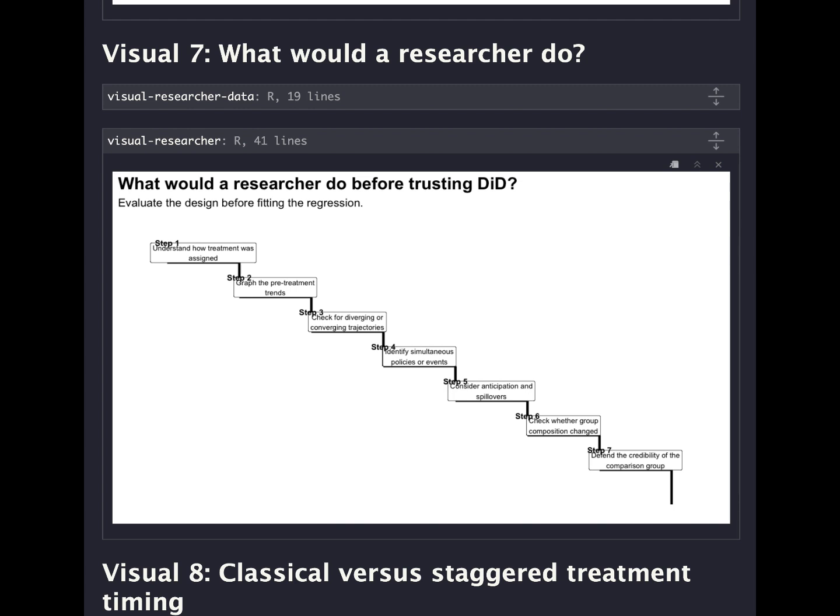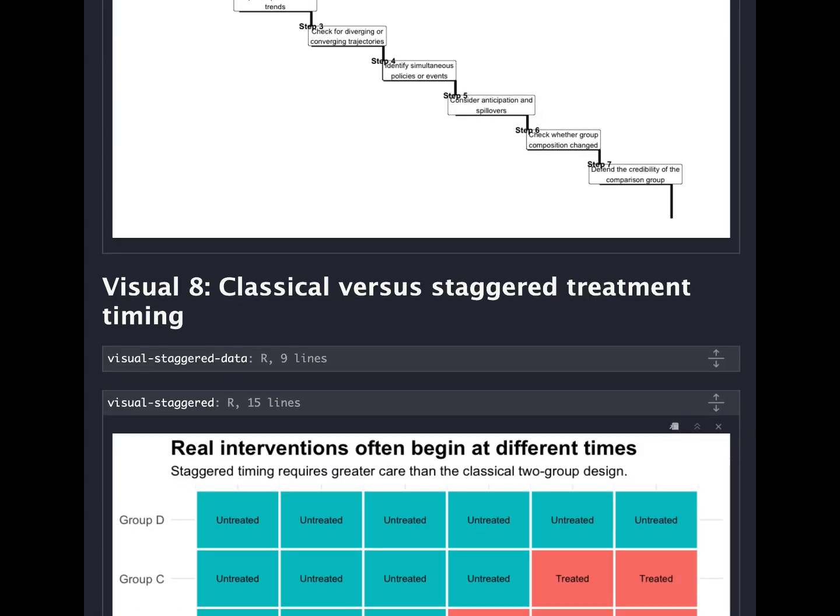And most importantly, would I be comfortable defending this comparison group before a dissertation committee, journal reviewer, or policy audience? The regression comes after these design questions. A sophisticated estimate cannot rescue an implausible comparison group.